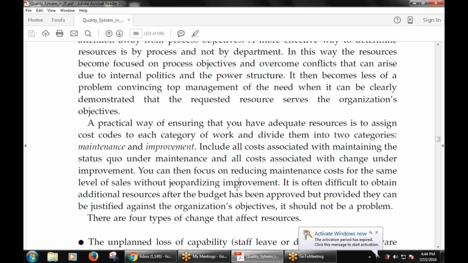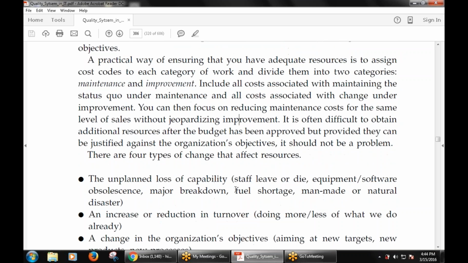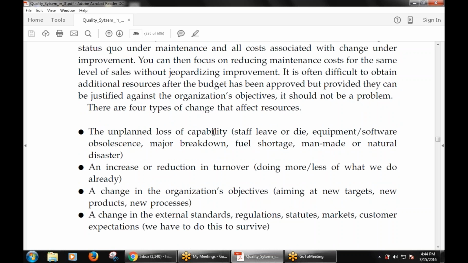It is often difficult to obtain additional resources after the budget has been approved. And there are four types of changes that affect the resources. The first is the unplanned loss of capability. If a staff member leaves or dies, if equipment becomes obsolete or fails, if there is a major breakdown, or if there is a man-made or natural disaster like a flood or earthquake, that is an unplanned loss of capability. So that also affects the resources.